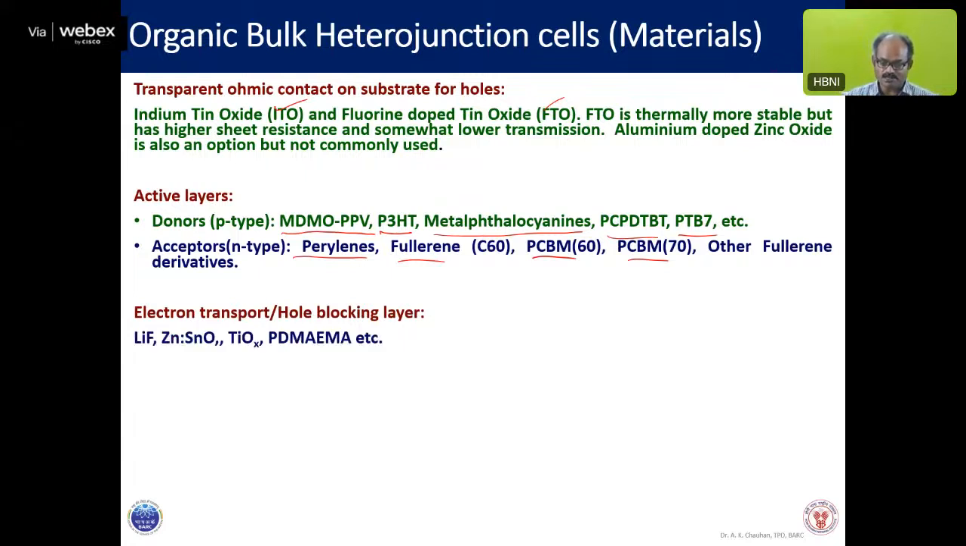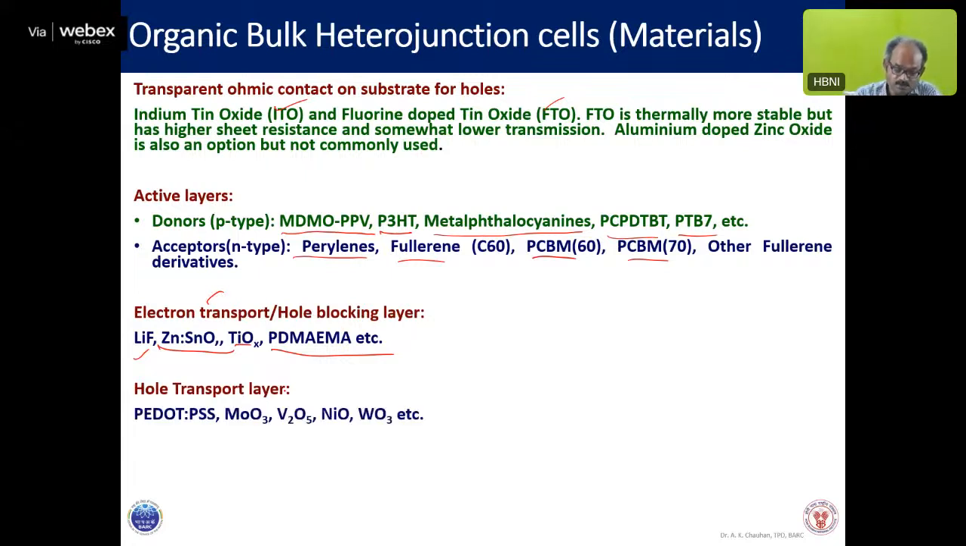Then for electron transport or hole blocking layers, lithium fluoride, zinc doped tin oxide, and titanium oxide are used. These materials are for the hole blocking layer or electron transport layer. So the electron transport layer can also be called a hole blocking layer. Similarly, the hole transport layer is also called an electron blocking layer.